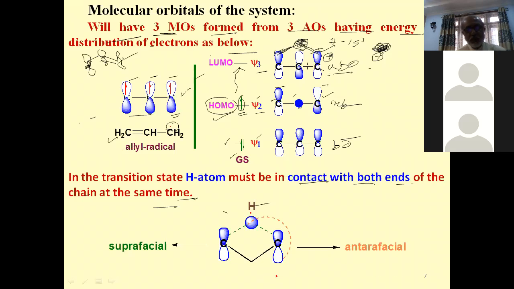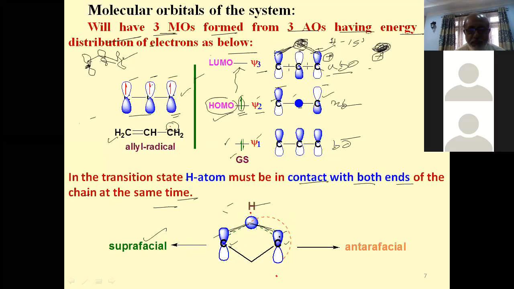So what is the situation? Suppose the terminal lobes are of this nature. Now you see, I'm not telling that this is HOMO or LUMO. This phase and this phase are the same, that means it is symmetric. The hydrogen comes with its electron, also having this phase. Then when the overlap happens on both sides, we call it suprafacial overlap, suprafacial.